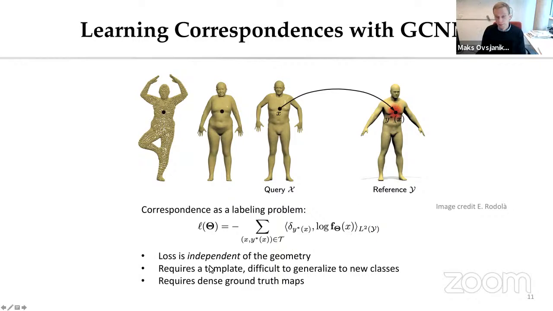The other problem is that this requires a template. What that means is, for example, if I have two shapes in a different class, in order to map between those two shapes, I first have to map to the template and then map back. So you have to do this kind of map inversion, which is not trivial. And of course, this requires ground truth dense correspondence. So this is one approach that you can do, and actually, designing a good loss for shape matching is surprisingly not a trivial problem. This is why I wanted to spend some time talking about it.